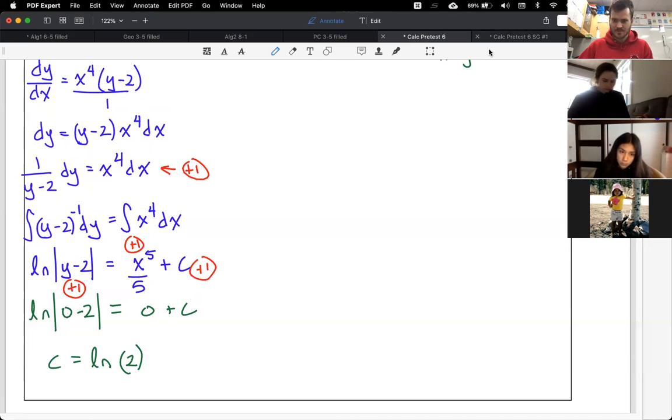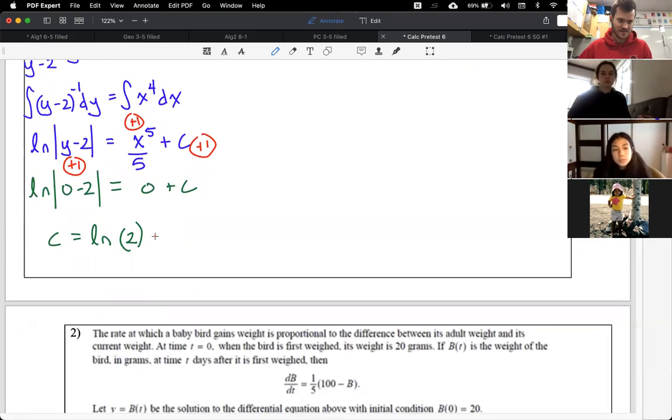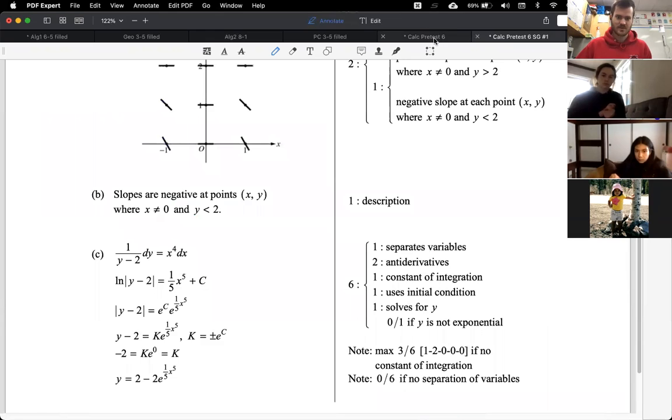The next point comes from using the initial condition. In my class, that means you got down to this step, c is equal to natural log of 2. But on the AP test, you can just stop right here. As soon as you plug it in, you're done. Because again, if you make a mistake, they'll take the point away. And yes, there was an additional point if you can actually solve for y, but that's a ton of work and we don't do that.